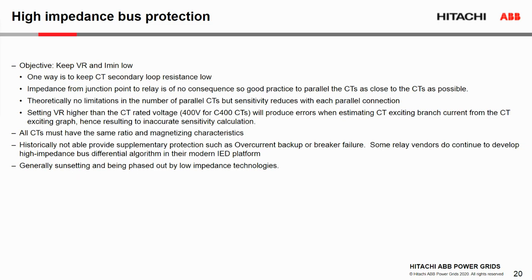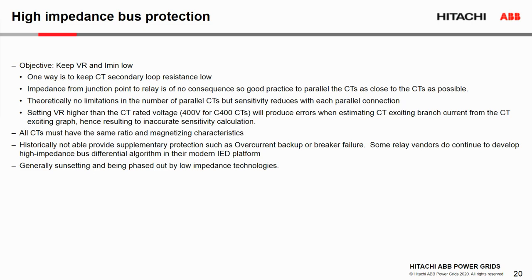The impedance from the junction point to the relay is of no consequence. So a good practice is to parallel the CT secondary circuits as close to the CTs as possible. In other words, pick the furthest CT and parallel in the junction box there, because that reduces the secondary lead resistance RL. Theoretically, there is no limitation on the number of parallel CTs, but sensitivity reduces, as I mentioned. And you want to reduce VR because when it's higher than the CT rated voltage, such as 400 volts for the C400 CT, you will produce error when estimating the CT excitation branch, hence resulting in inaccurate sensitivity calculation.